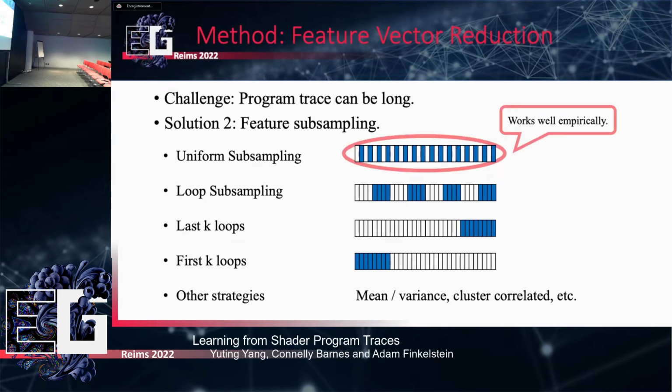Empirically, we find that the general uniform subsampling always works well enough. This actually coincides with the no free lunch theorem, which suggests that without prior knowledge, there is no single choice that could outperform all others on every aspect of the evaluation.